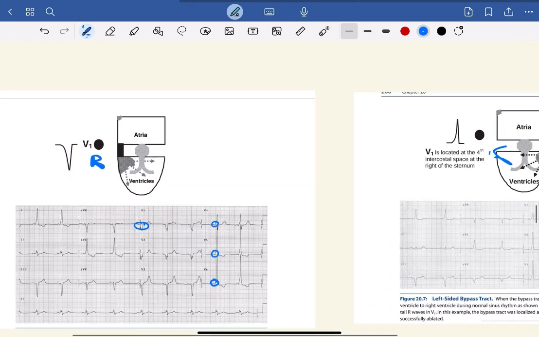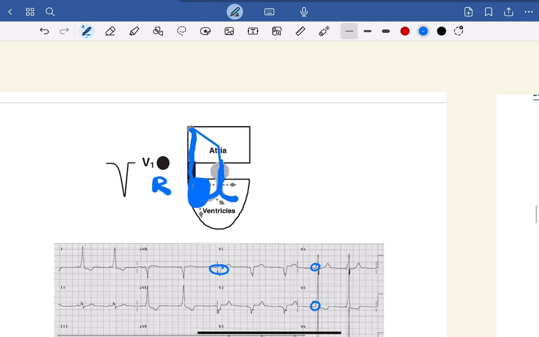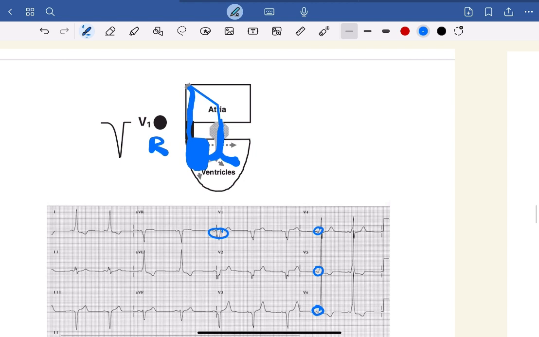What is happening in a right sided bypass tract? The impulse comes and goes through the bypass tract and depolarizes this part of the ventricle, and the impulse as well depolarizes the atria and reaches the AV node, and goes to the bundle of His and bundle branches and depolarizes the ventricle. By the time the AV nodal current depolarizes the ventricle, this much part of the ventricle will be pre-depolarized or pre-excited by the bypass tract.